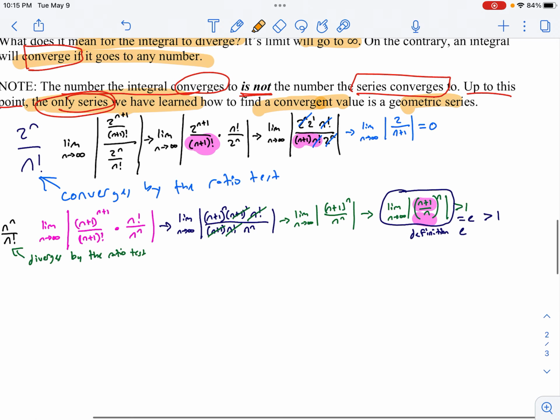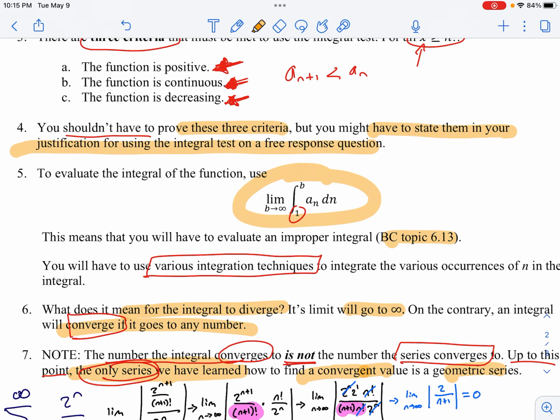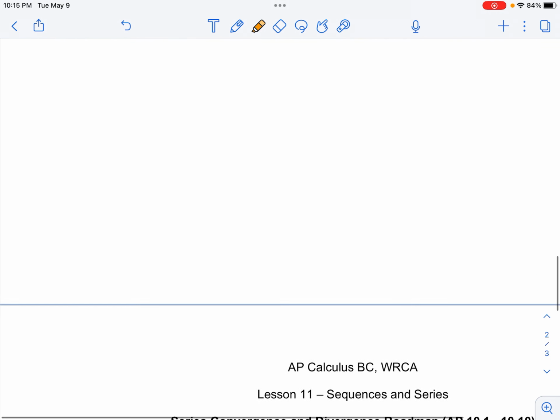Okay, so we're going to do an integral test. I'm going to give you a function, a series, and we will see how it works. So here we go.